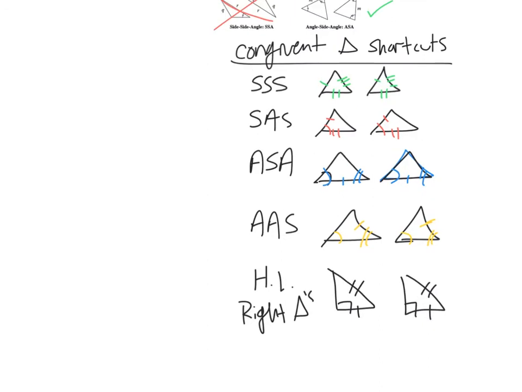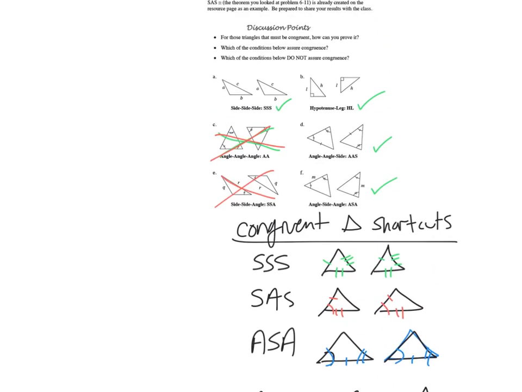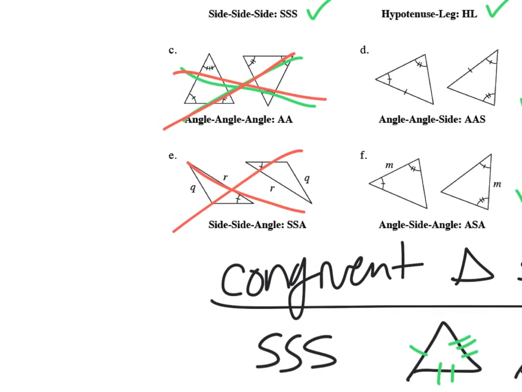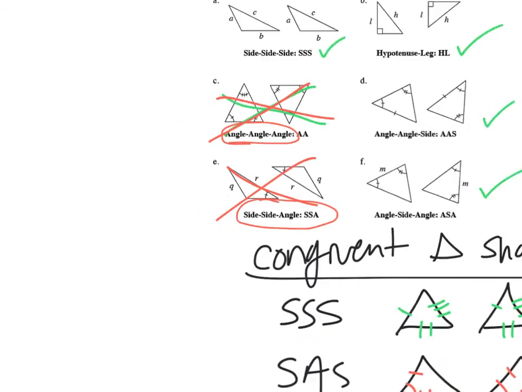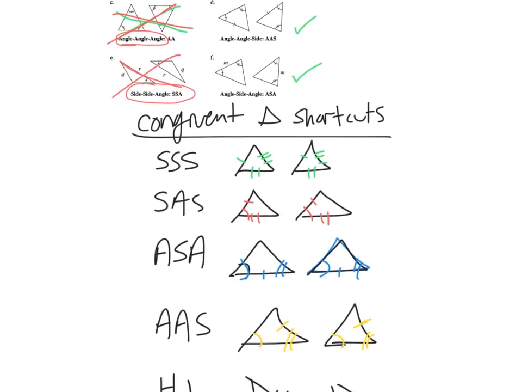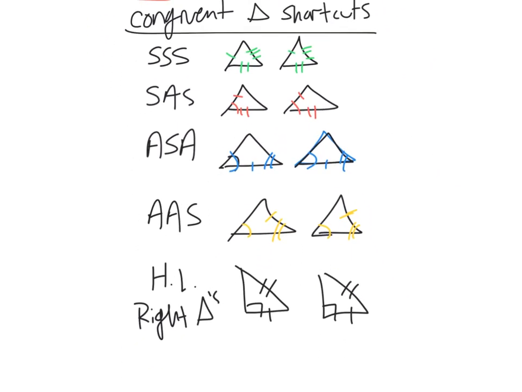So these are the 5 congruent triangle shortcuts that we're going to use and apply on the next slide. These ones right here, be leery of these 2. Angle, angle, angle does not work in order to justify the 2 triangles are congruent, nor does side, side, angle. So those 2 we do not want to use in order to justify congruence between 2 triangles.